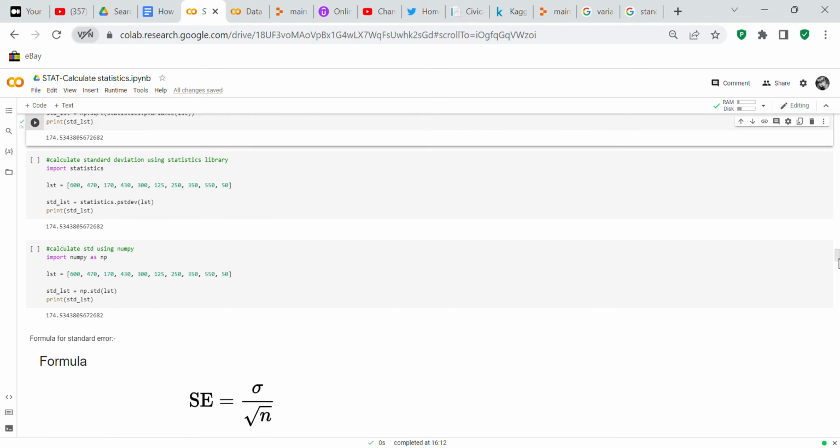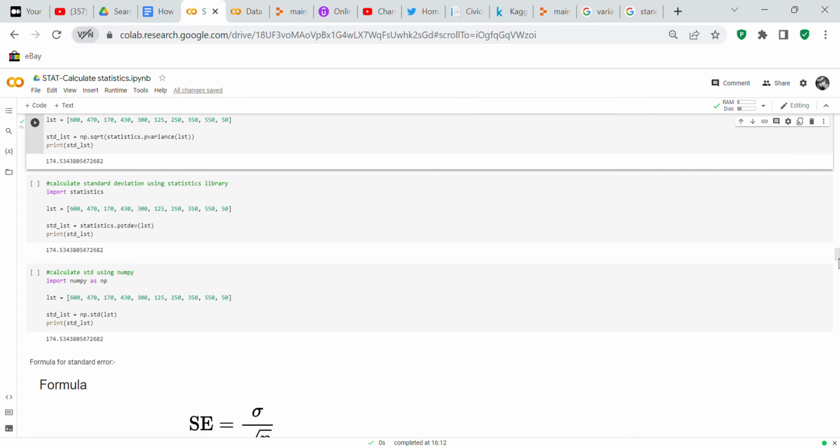So now we're going to check the variance. Calculate standard deviation using the statistics library. We're going to import statistics. You've got your list of numbers. std_lst equals statistics.pstdev(list), and it's 174.5344. The P means it's the population, because you can check the STD of the population and then you can check the STD of the sample.